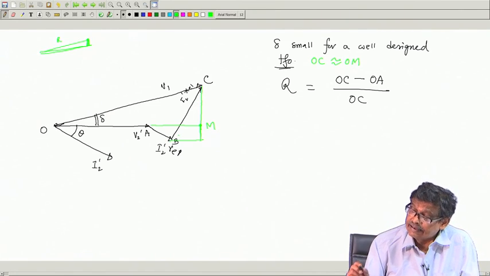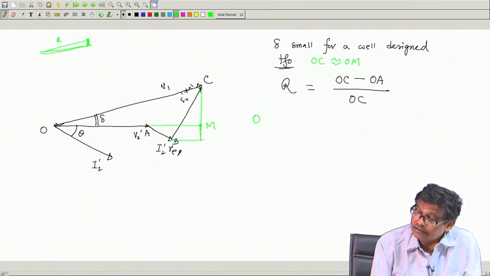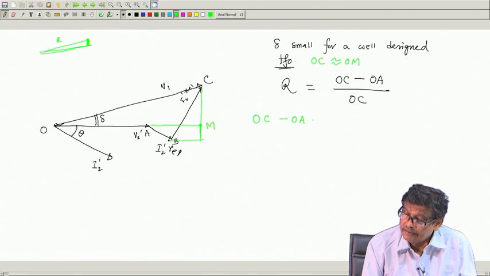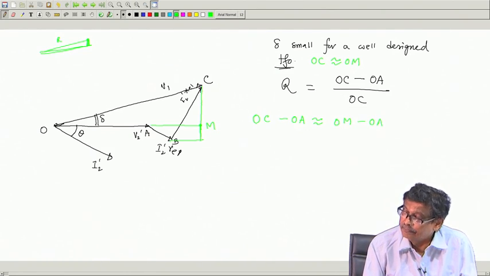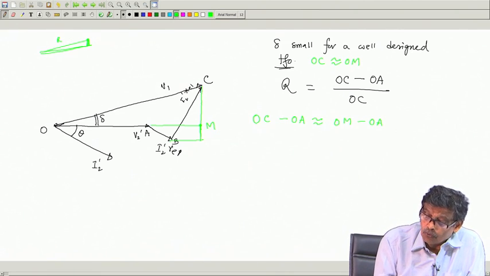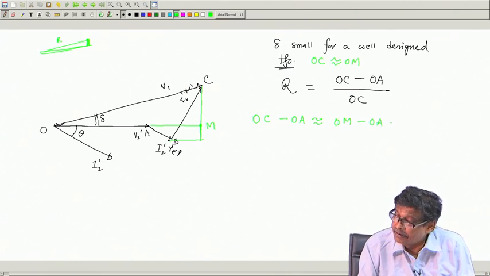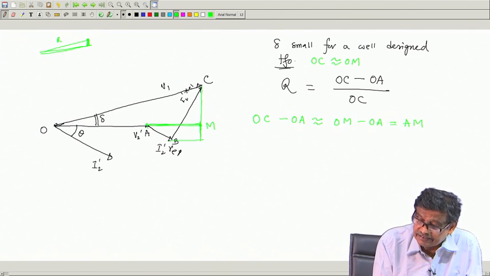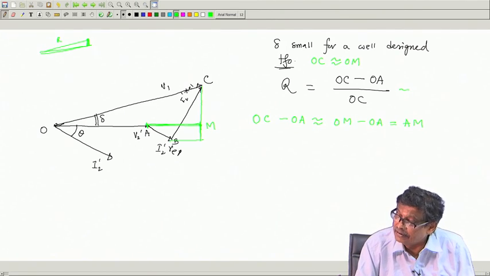Therefore, I can say that OC minus OA is approximately equal to OM minus OA, and OA minus OA is nothing but AM, this length. So, numerator is this length. So, this one is approximately equal to AM by OC.